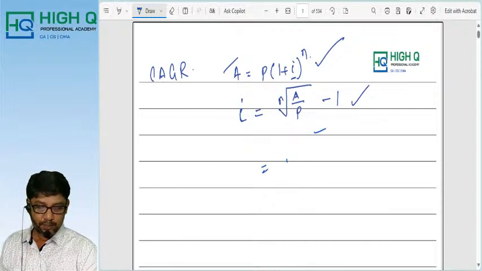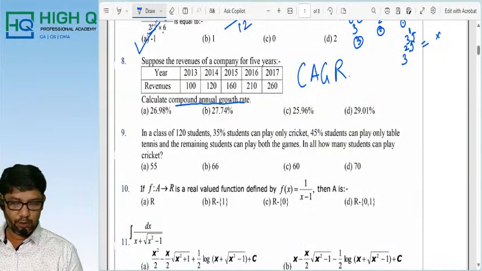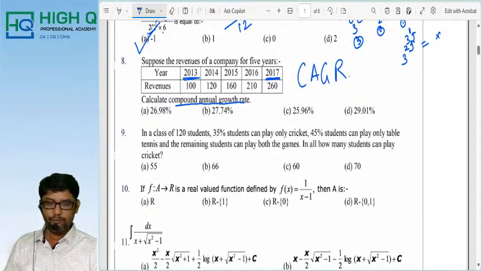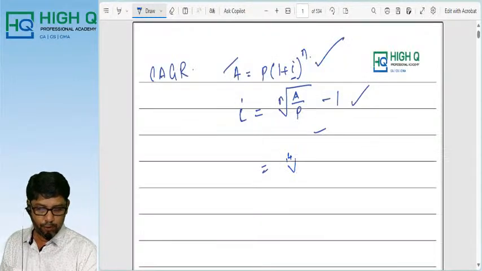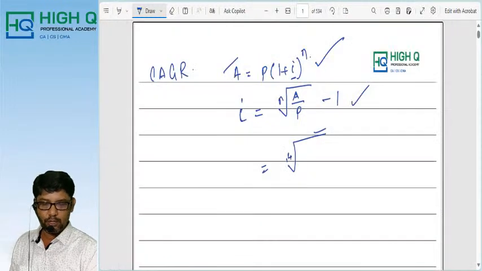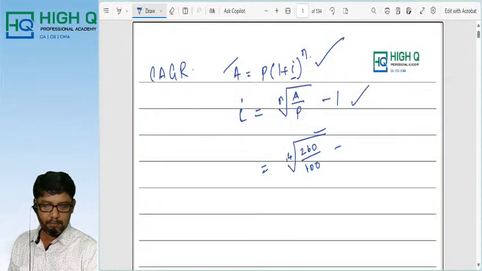What is n? We have to find out the number of years. How to find the number of years? Last year minus first year, which is 4. So it is the 4th root of A by P. The last year amount is our actual amount, which is 260, divided by the first year amount, our principal, which is 100, minus 1.